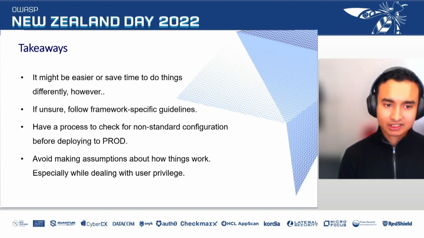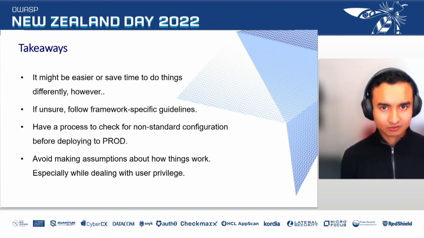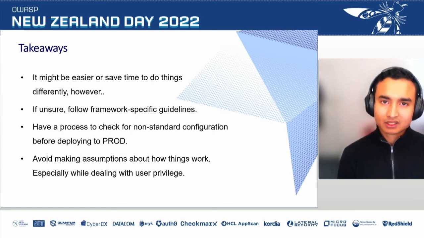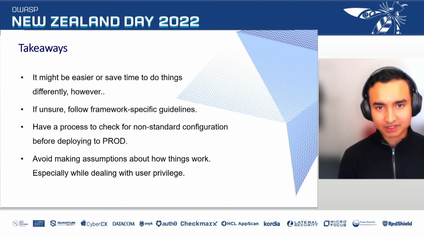If you're really unsure, you can follow the framework-specific guidelines. For example, Laravel and Umbraco CMS have detailed guidelines for developers about how things work, how to do things in a secure manner, and how to lock down your system. Those could be a good starting place. Also, have a process to check for non-standard configuration before you deploy to production. If you want to do something custom, that's fine. However, run it through rigorous checks before you deploy to production to iron out those bugs, rather than writing something custom, deploying to production and forgetting about it.